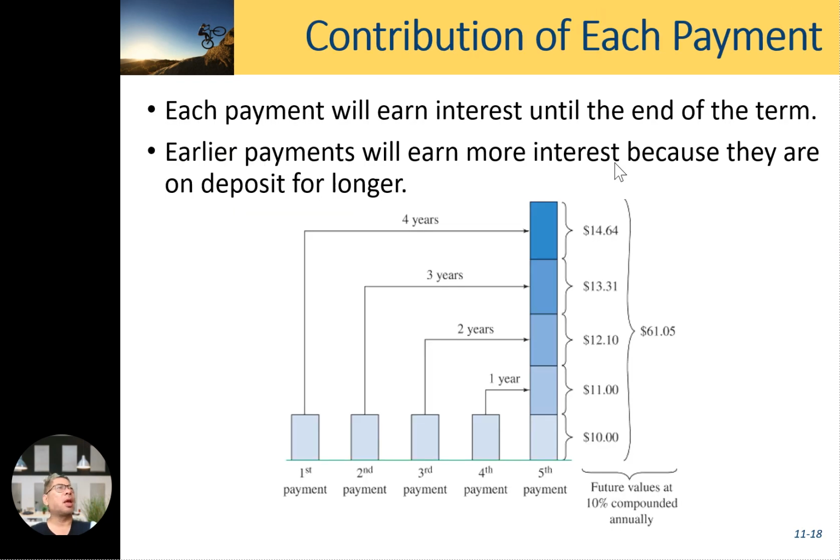Okay, this is the one. Contribution for each payment. Each payment will earn interest until the end of the term. Early payment will earn more interest because it is deposited longer. This is the first payment for 4 years, $14. Second payment is 3 years, 13.31. Third payment 2 years, 12.10. Here, 1 year is 11.10, and then 5 years is 10. This future value is based on 10% compounded annually. If you sum it up, you got $61.05.